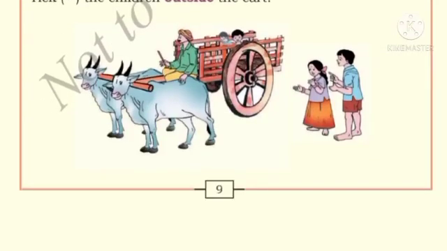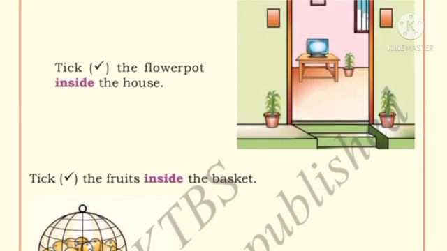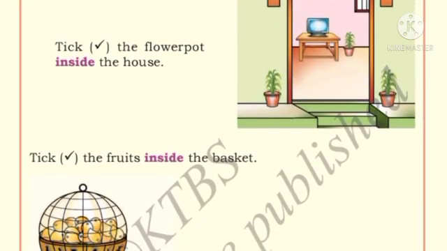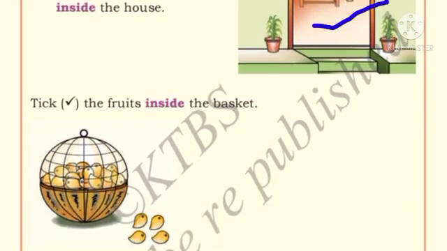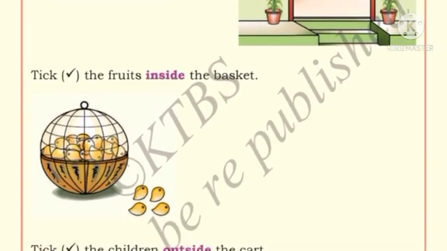Okay, now tick the right mark. The flower pot inside the house. See here, 3 flower pots are there. Which flower pot is there inside the house? This flower pot. So we will put a tick mark here.